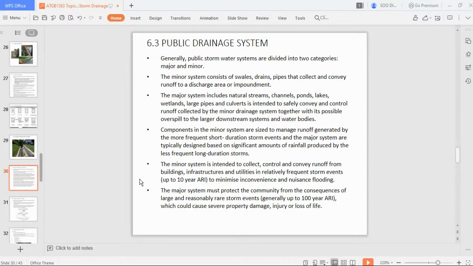Okay, so in a public drainage system, there are actually two types of categories. So there will be a minor system and a major system. Minor systems are to discharge the runoff to an area or impound, and then major systems are to discharge it into a stream, channel, pond, lakes, wetland, large pipe, and covered drain. So they are to discharge a very large amount of water downstream.